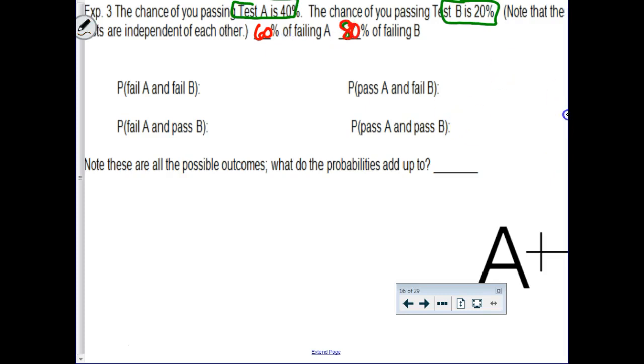Okay, so they are independent from each other, so we're just going to take the probabilities and multiply them together. Since these are already written as percentages, I'm going to write them as decimals when I go to do my math. So failing A would be 60%, so 0.6. And failing B would be 80%. So you have a 0.48, or a 48% chance of failing both tests.